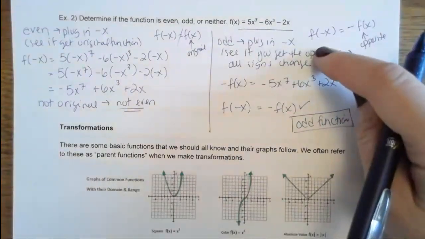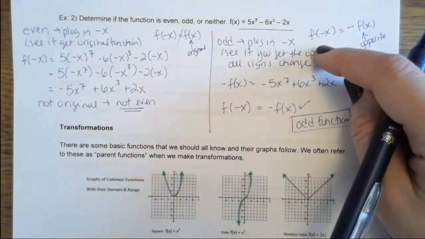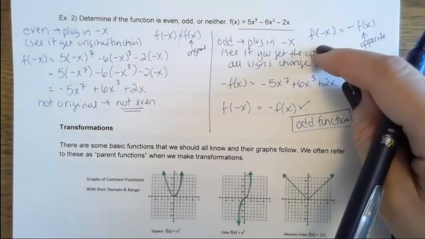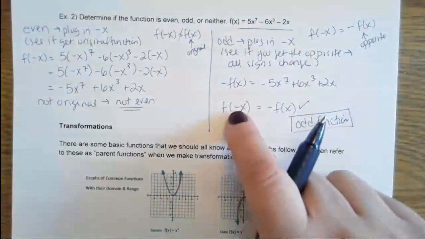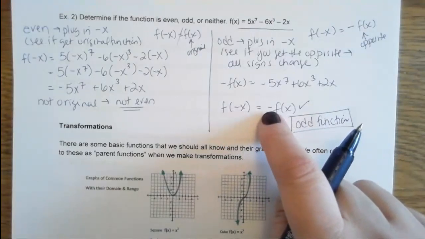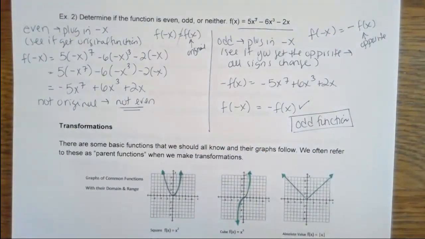It is the same definition of symmetric with the origin. It's just that remember for symmetry with the origin, we had both the x and the y were negative. So that's actually what we're showing here. When the x is negative, the output is negative as well. That sign changes. So it's the same idea as symmetric with the origin. It's just written a little bit differently.